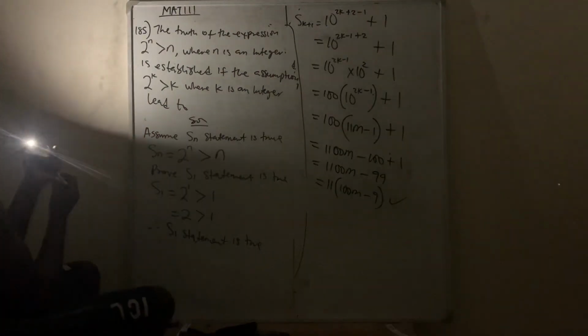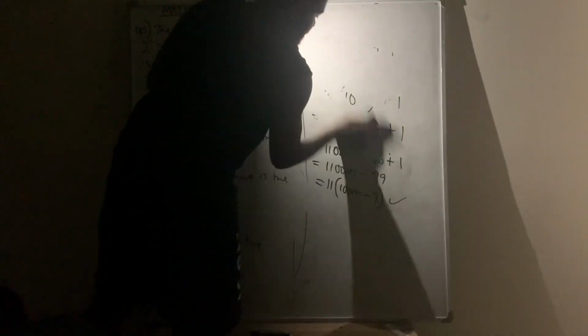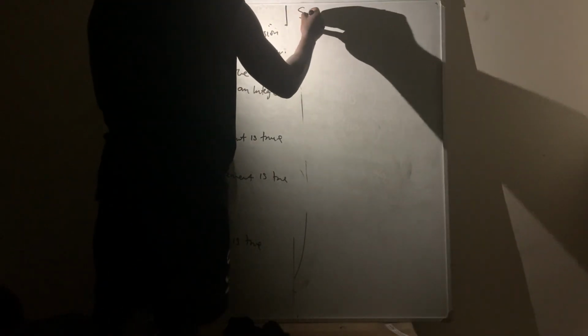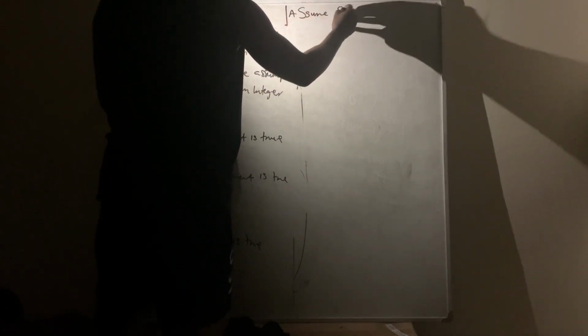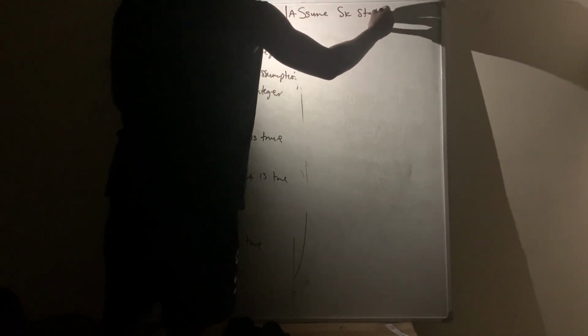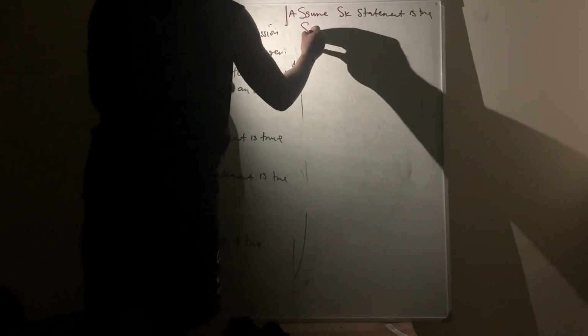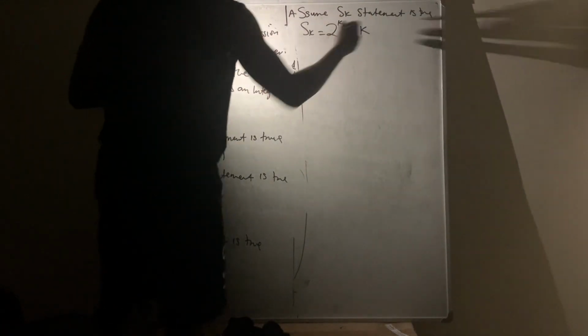So the next thing you do is assume the SK statement, which they have given us. So we assume the SK statement is true. That is what they gave us: 2 raised to power k is greater than k.